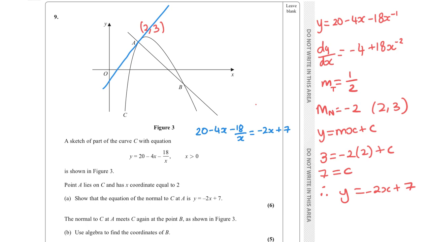Okay, I'm going to move everything to the left-hand side. So 20 minus 7 is 14. Minus 4x plus 2x is minus 2x. Minus 18 over x equals 0. Okay, so now I have a hidden quadratic. I need to multiply everything by x. So I'm going to have 14x minus 2x squared, and then minus 18 over x times x is just minus 18. This equals 0. I can now use my calculator to factorise this for me. So my a is a negative 2, because that's the coefficient in front of the x squared.